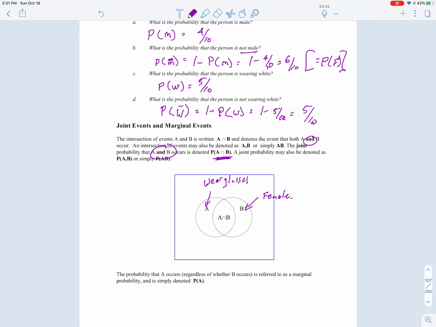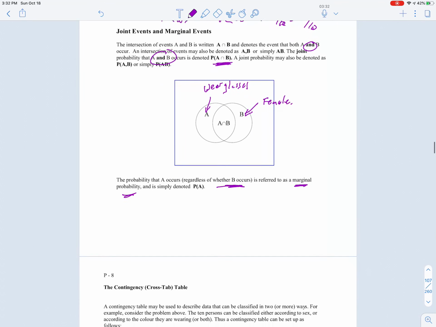The probability that A occurs regardless of whether B occurs is referred to as a marginal probability. In other words, just focusing on one of those. What is the probability that I randomly chose a person and they're wearing glasses, regardless of what gender they are? Or what's the probability that I randomly choose a person and they turn out to be female, regardless of whether or not they're wearing glasses? So it's just focusing in on one dimension of the problem here, either event A or event B. So those are the two marginals in this case, and where they intersect is the joint probability, the joint event.